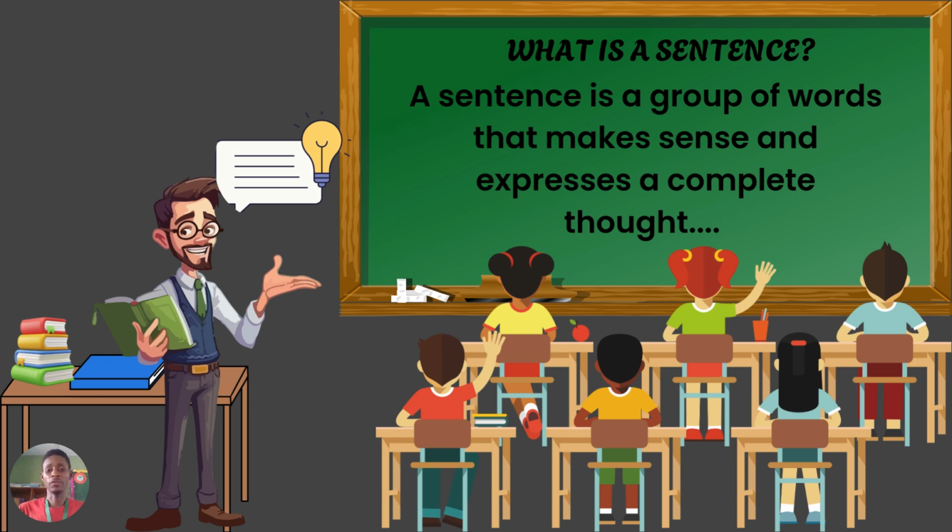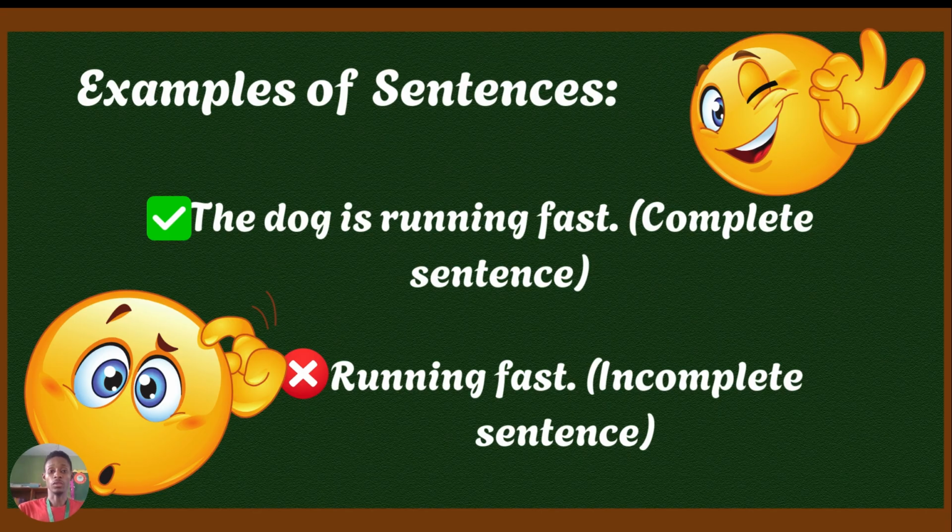And there are different forms of sentences, different ways in which we make sentences. It could be in the form of a statement, a question, or an exclamation. If you're able to put it right, you will get it right. So now let's look at some examples of correct and incorrect sentences.